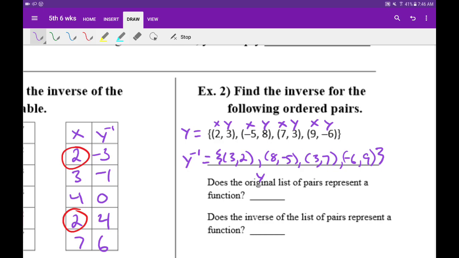Okay, so does the original list, again talking about the y, of pairs represent a function? So just look at the x values: 2, -5, 7, 9, no repeaters. So that does make it a function. All right, does the inverse of the list of pairs represent a function? So the inverse, y inverse, y to the -1. So no, it doesn't, because we've got the 3 x value there and the 3 x value there. So no, that does not represent a function.